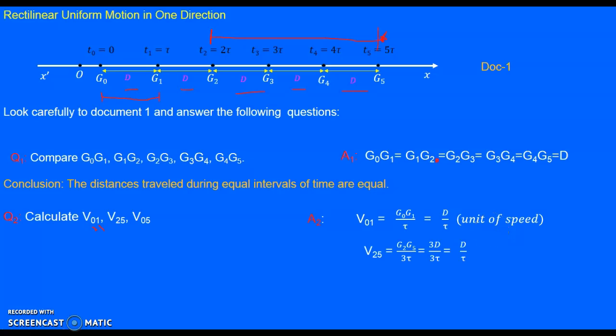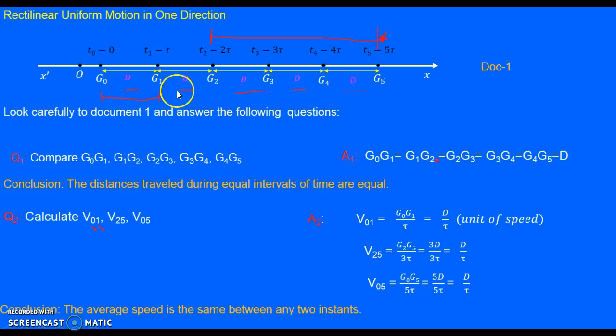V25 is the average speed between instants t2 and t5, which is equal to G2G5 over 3 tau, equal to 3D over 3 tau, equals D over tau. And V05 is the average speed between t0 and t5, equal to G0G5 over 5 tau, which is equal to 5D over 5 tau, equals D over tau, unit of speed, of course, all of them. So what can we conclude here, or what do we notice here? That the average speed is the same between any two instants. So if we consider any two instants during the motion and we calculate the average speed, we find it to be equal to the other one.